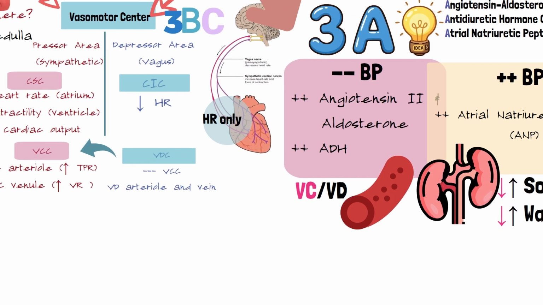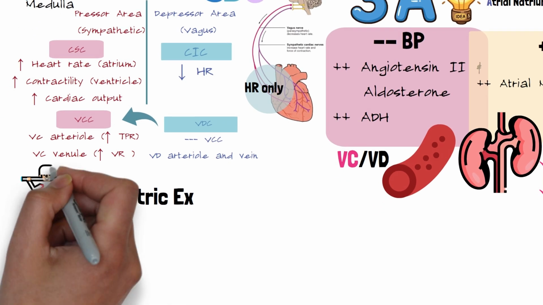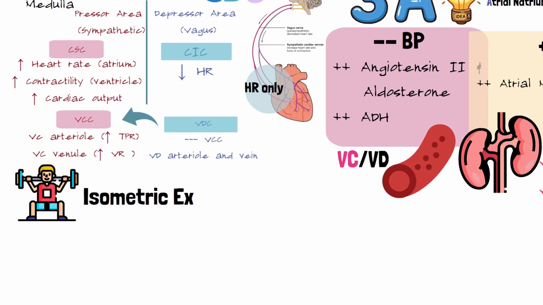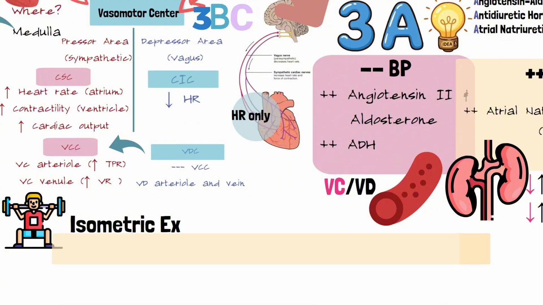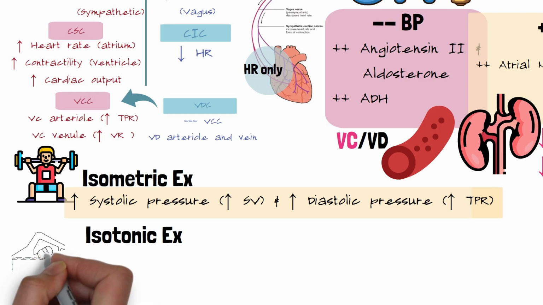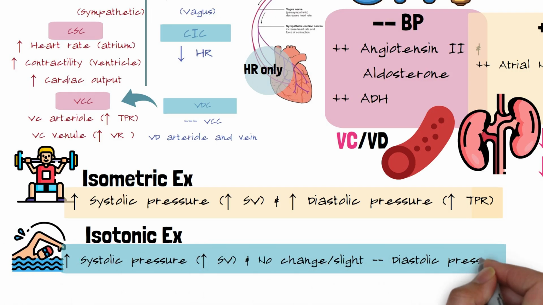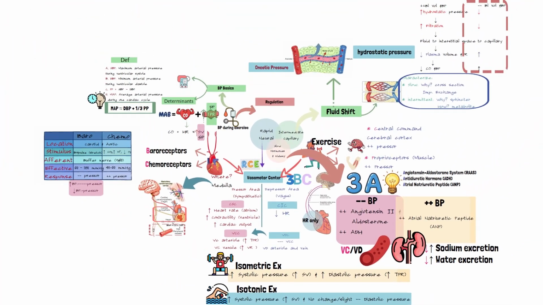And finally, we discussed the change in the pressure in two types of exercise. With isometric, the systolic and diastolic increase. Isotonic is the systolic mainly increases. So remember, the systole increases in all types of exercise, but the diastole increases mainly in the isometric exercise.